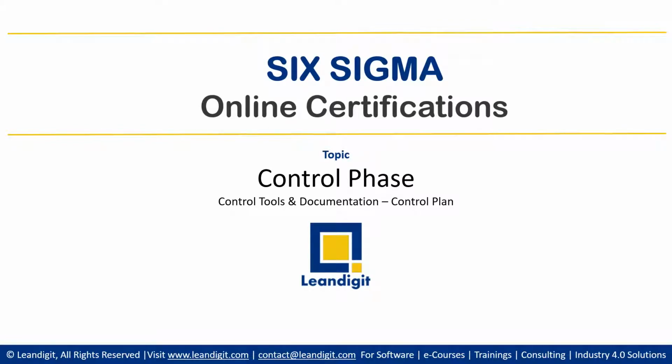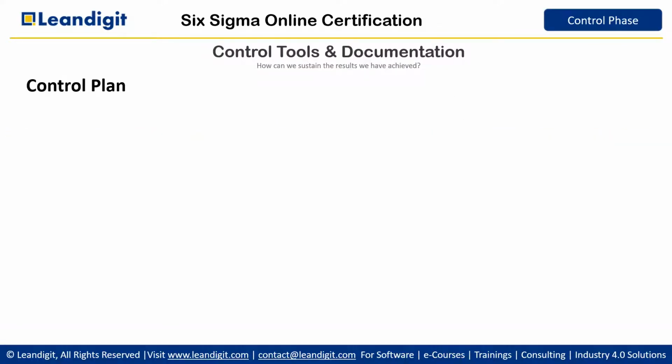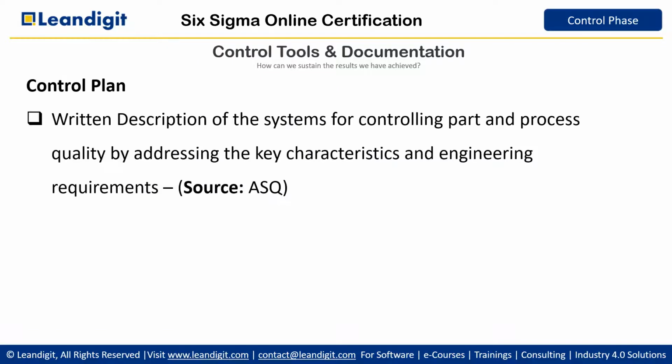We are on the topic Control Tools and Documentation: Control Plan. In this video, we will discuss the Control Plan. As per ASQ, the definition of a Control Plan is a written description of systems for controlling part and process quality by addressing the key characteristics and engineering requirements.